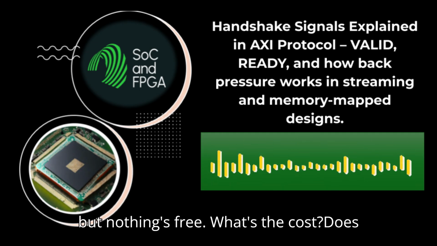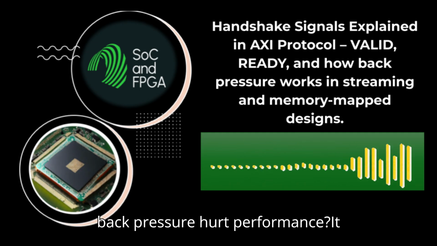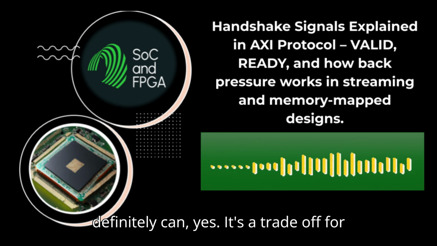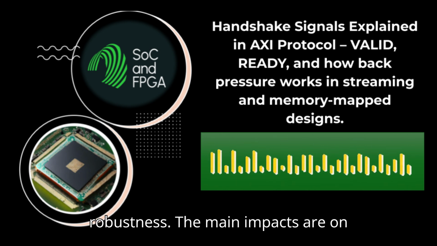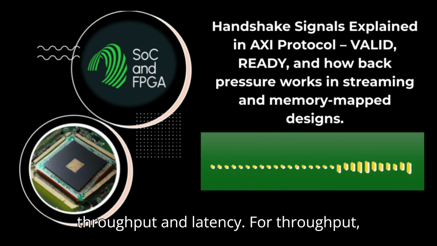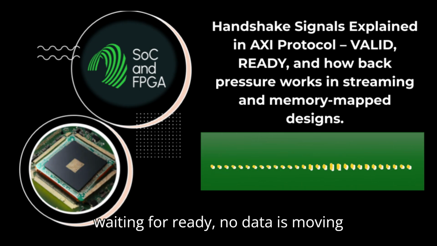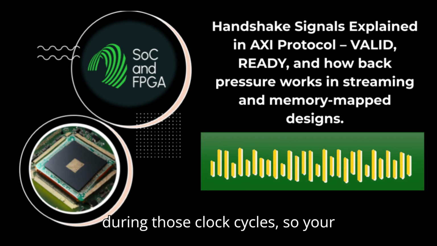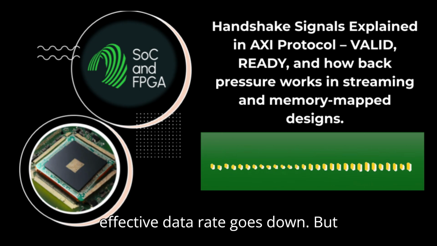Okay, but nothing's free. What's the cost? Does back pressure hurt performance? It definitely can, yes. It's a trade-off for robustness. The main impacts are on throughput and latency. For throughput, obviously, if the source is stalled waiting for ready, no data is moving during those clock cycles, so your effective data rate goes down.